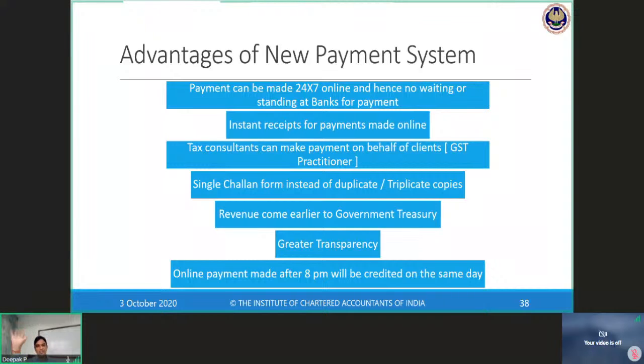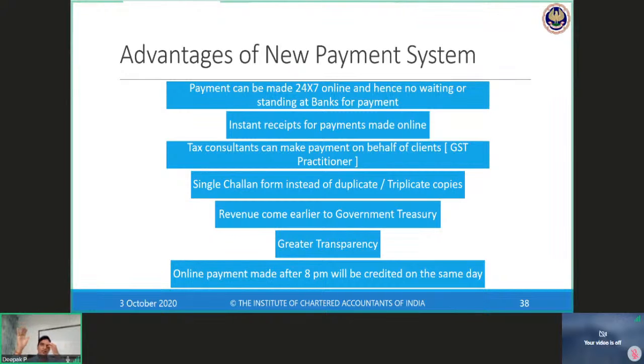Now there is no such requirement. Just a single challan is sufficient. Revenue comes earlier to the government treasury because the clearance happens faster. There is greater transparency in payment. Whatever you have paid, it appears to you, and the government also has control of it because everything is routed online. Online payment made before 8 p.m. will be credited on the same day.